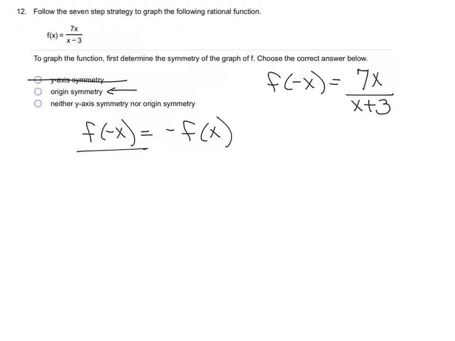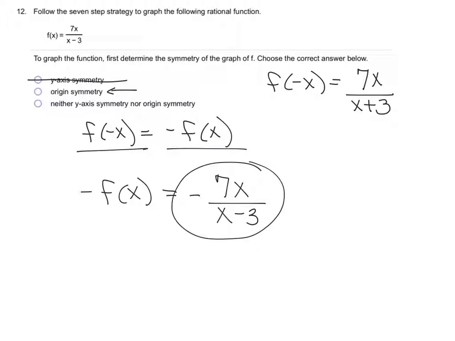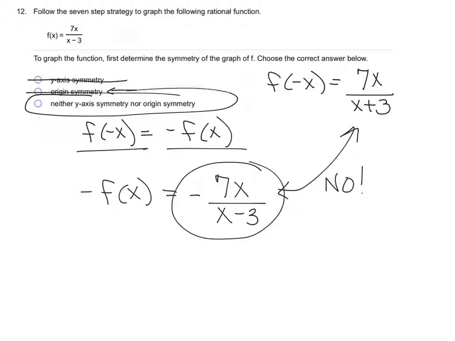I already found f of negative x, so I'm going to find negative f of x. That means I'm just going to apply a negative sign to the original expression, which is 7x over x minus 3. Now this is completely simplified. Negative f of x equals negative 7x divided by x minus 3. If I compare these two functions, they are not equal. So I do not have origin symmetry, and my answer is neither y-axis symmetry nor origin symmetry.